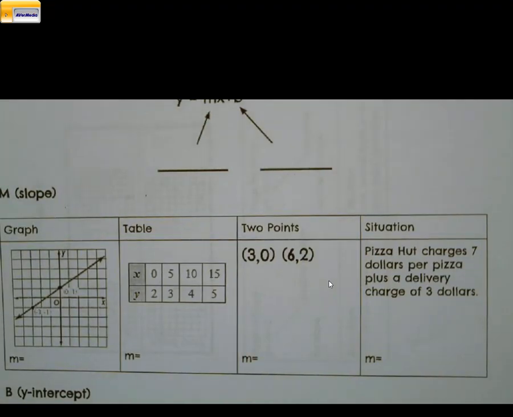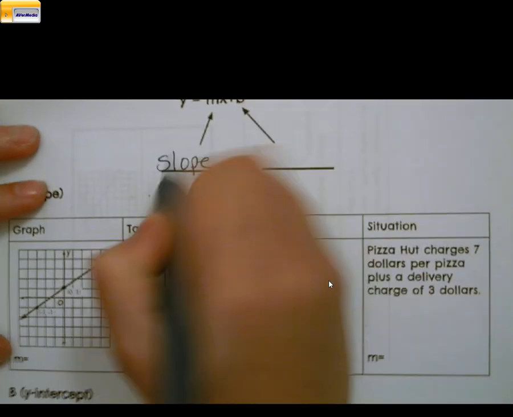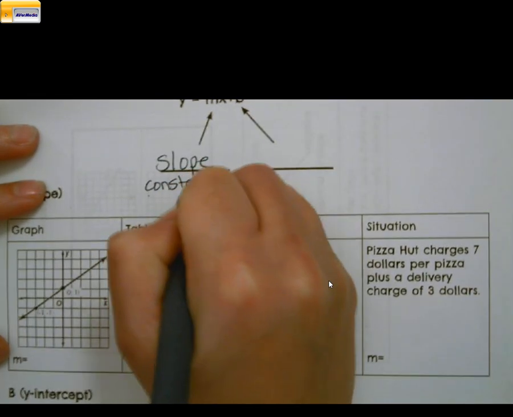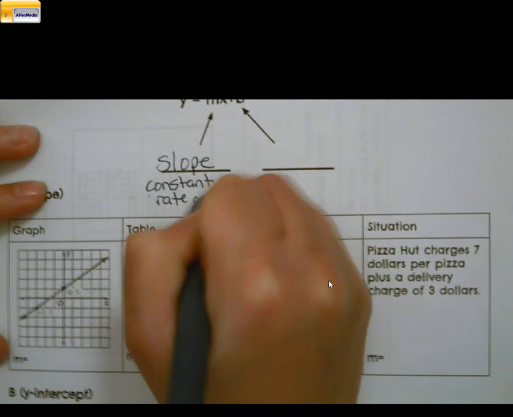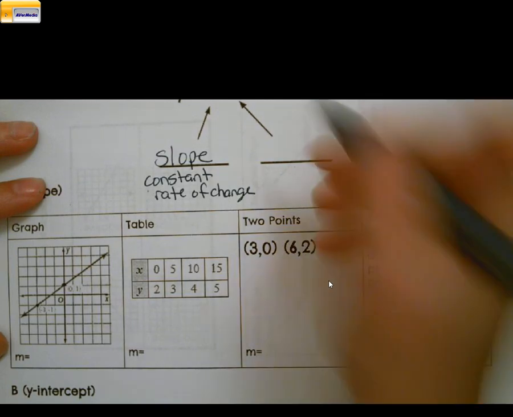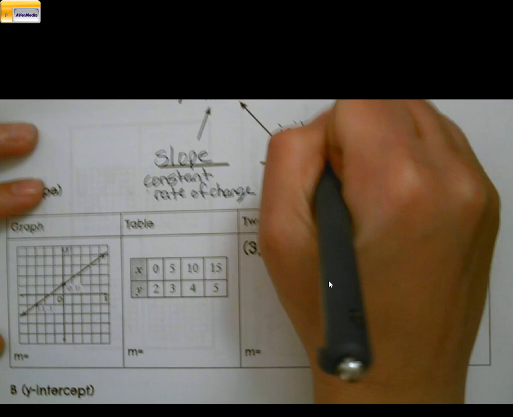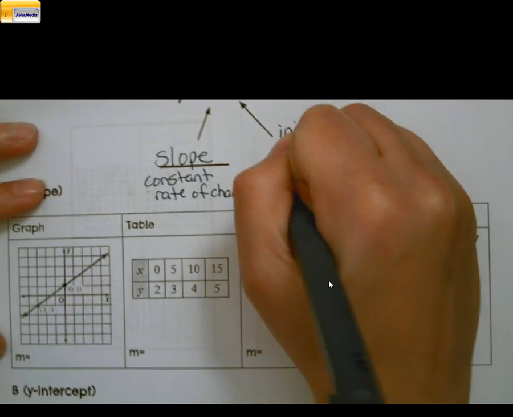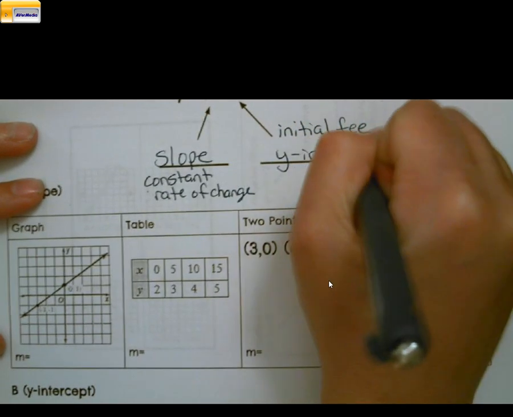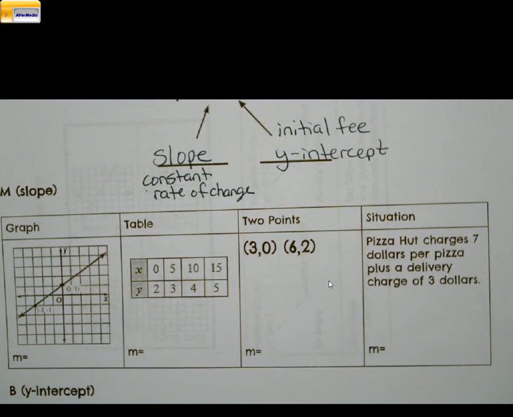Okay, so we're going to go a little bit deeper in depth with slope and my y equals mx plus b formula here. With my equation, the m is always my slope. It's also known as my constant rate of change, so you'll see it both ways. The b is sometimes known as the initial value. It's also known as the y-intercept. So the y-intercept is where the line crosses the y-axis.